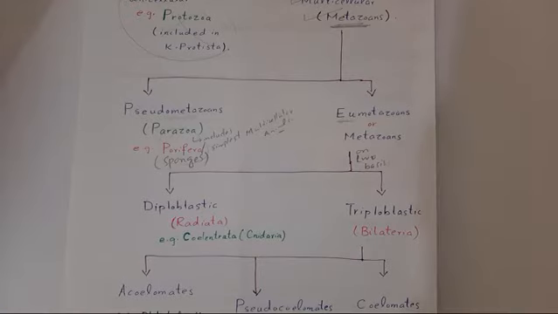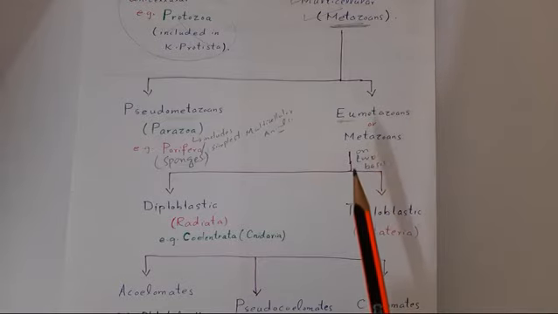So as I told you, the eumetazoans, the true multicellular animals, are further divided on two bases. One is on the basis of arrangement of cells in the body wall.